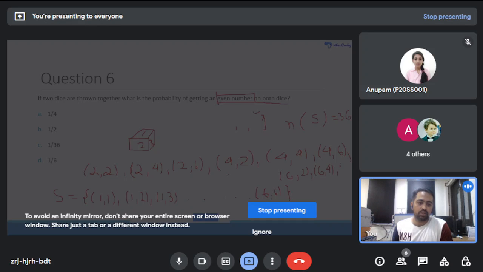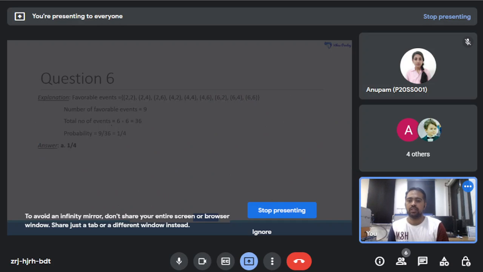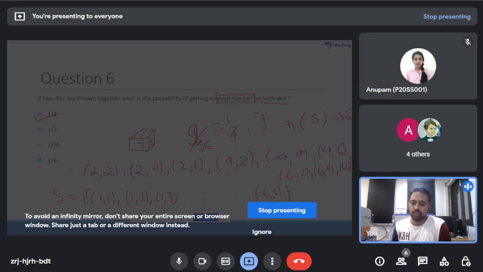So in total, how many are there? Let's see. 1, 2, 3, 4, 5, 6, 7, 8, 9. So we have 9 events which are favorable to us, and the total is 36. The probability is favorable events divided by total events. So that comes as 9 upon 36. That is 1 upon 4. So our answer is 1 by 4. Okay. You see here, the same thing has been explained. So is it fine?